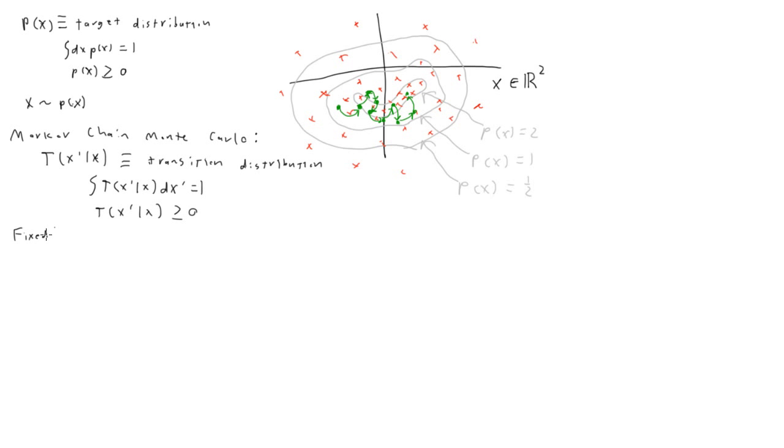We can write out this requirement explicitly as a fixed point equation for the sampler. The fixed point equation says that if you start out in the target distribution, P of x, and you apply the transition distribution, T of x prime given x, then you will still be in the target distribution.